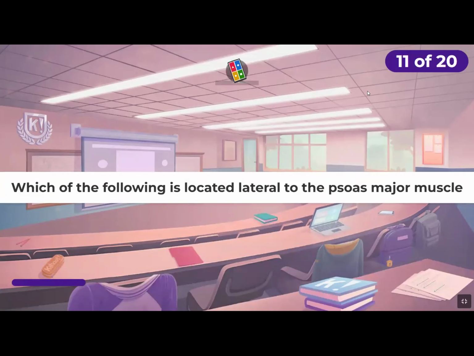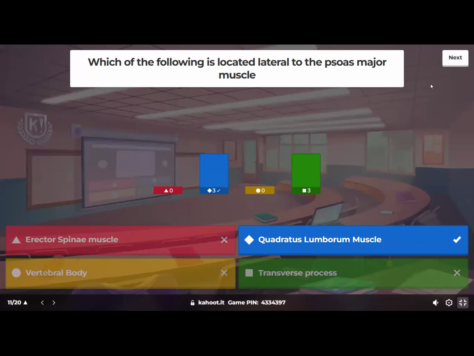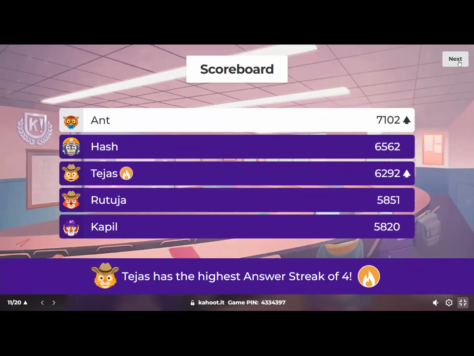We are going for the next question. Which of the following is located lateral to the psoas major muscle? I think sir gave us nice USG guided pictures. Yes, it is quadratus lumborum block. A bit of confusion with transverse process, huh? Let's look at the scoreboard. Ant is leading.